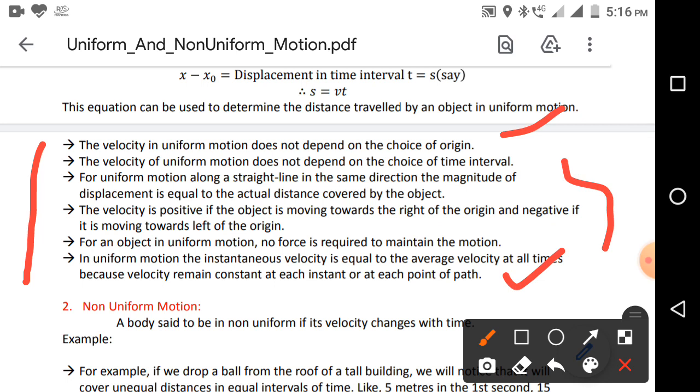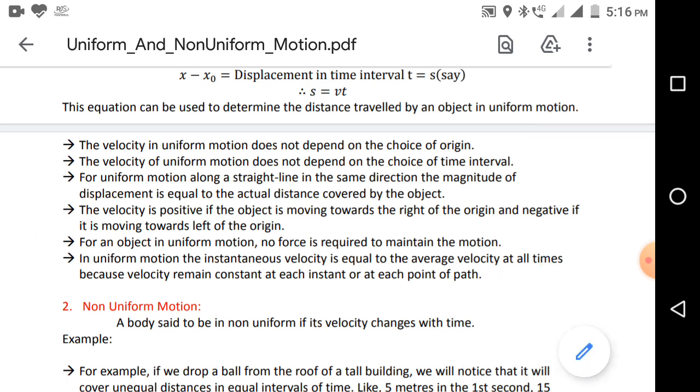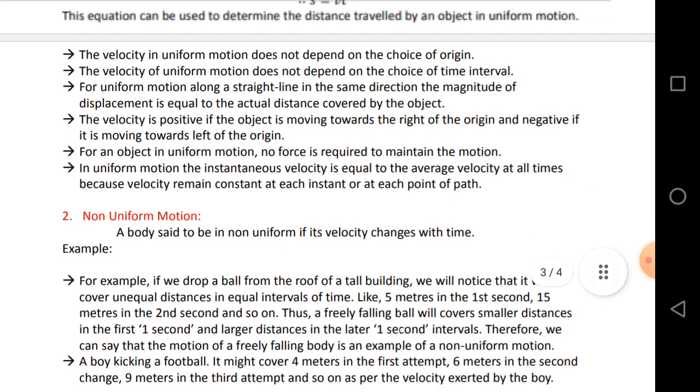Okay, then non-uniform motion. Non-uniform motion means just the opposite of uniform motion. In uniform motion, the body covers equal distance segments in equal time intervals whenever the body is going in a straight line. But if any changes occur in the body, that may be in the form of displacement, in the form of time, in the form of direction, then we can say the body is following non-uniform motion. Okay, so examples of non-uniform motion.